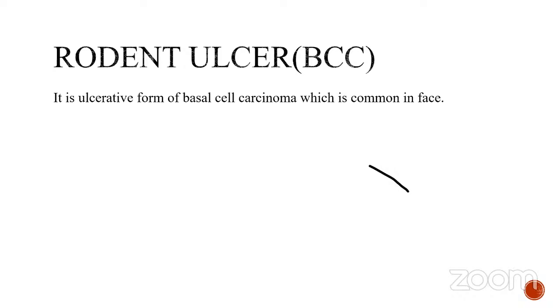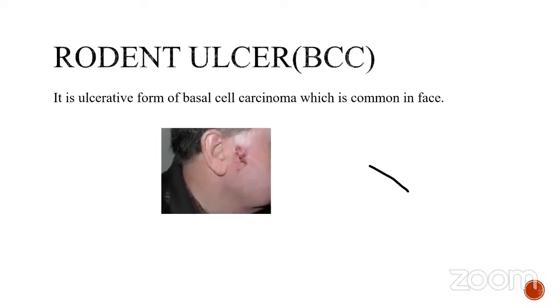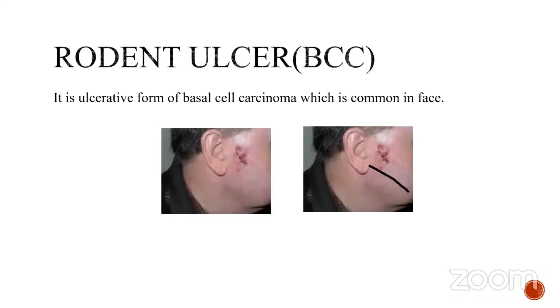Next is rodent ulcer. It's an ulcerative form of basal cell carcinoma, which is common in the face. I hope you can see the ulcer here, just next to here. And I'm sure you all know the location where BCC happens. If there is an imaginary line between the angle of the mouth and the earlobe, BCC usually happens above the line. The most common location is the face.